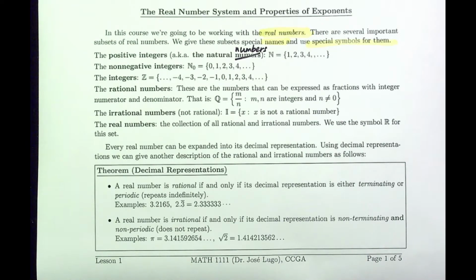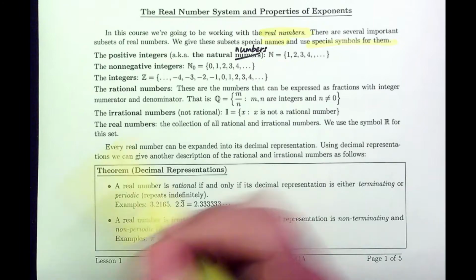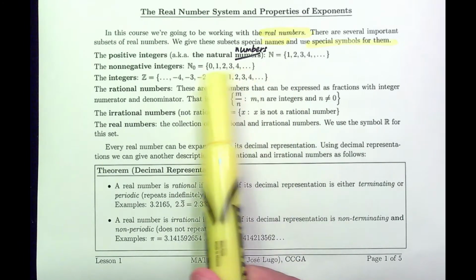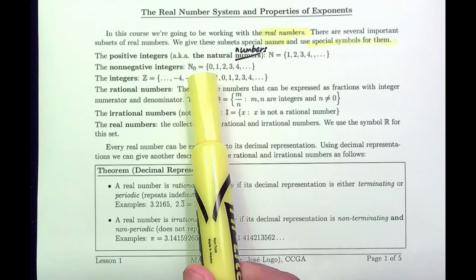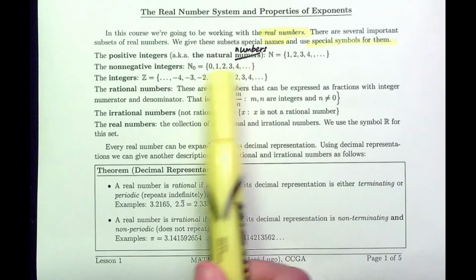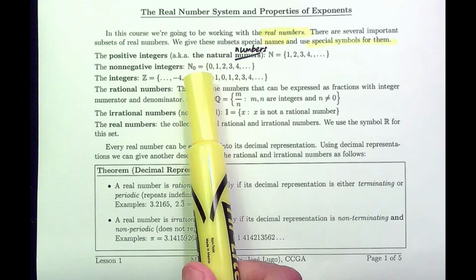The next set of numbers that is special are the non-negative integers. And what is a non-negative integer? Well, it's the same as the natural numbers, but you throw in the zero. So the non-negative integers are 0, 1, 2, 3, 4, etc. And the special symbol for the non-negative integers is the same as for the natural numbers, with a little zero subscript. That means it is the same as that, but including the zero, starting from zero.